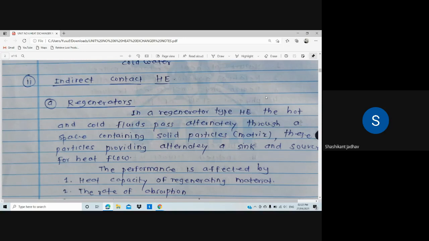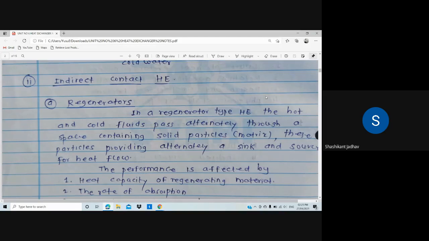Okay, so write down indirect contact heat exchanger. In that, the first one is regenerator. Regenerator, so what is meant by regenerator? Okay, so write down the definition. Regenerators.